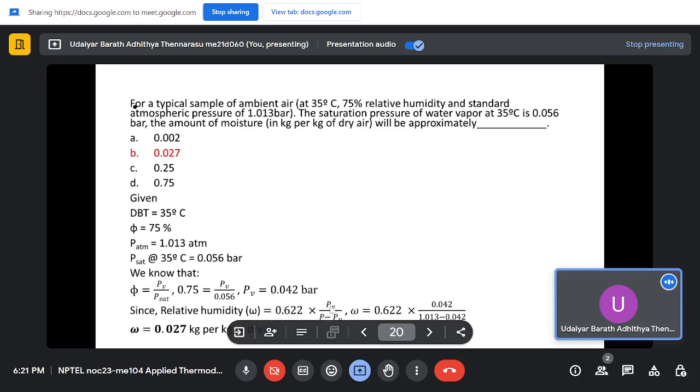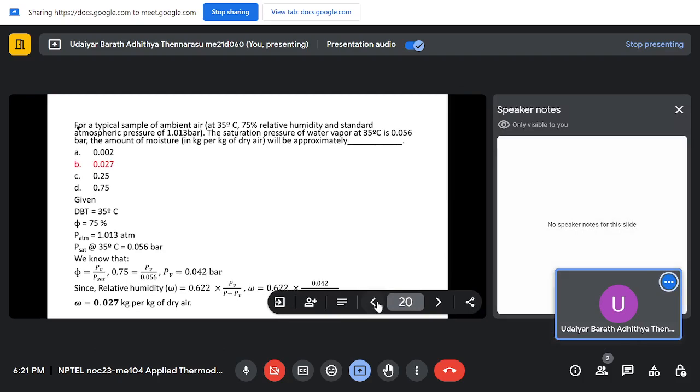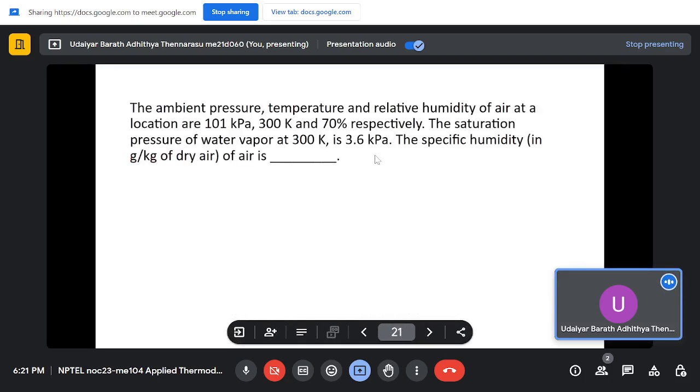So substituting PV, which we have calculated, and we know the atmospheric pressure 1.013, using this we can find out specific humidity. So that will be equal to 0.027 kg per kg of dry air, which was asked. So moving on, we'll see another problem.